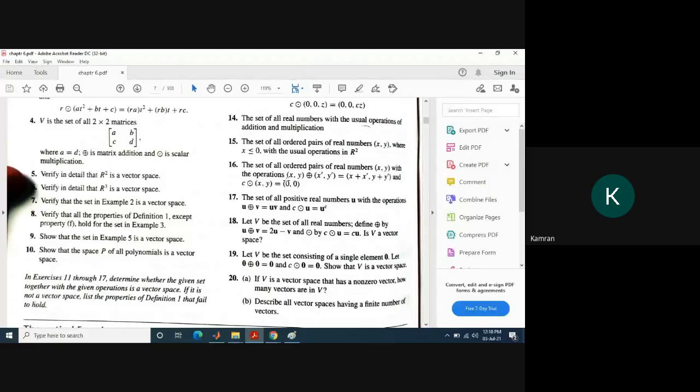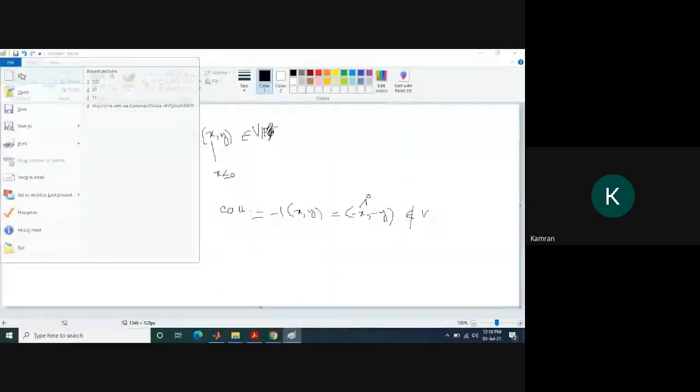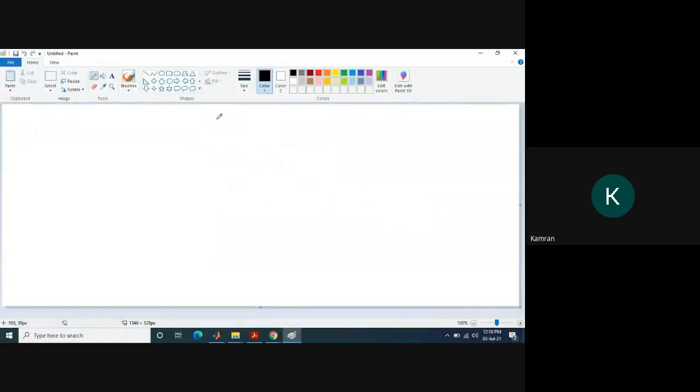Question number 17. V is the set of real numbers, such that u plus v is defined as uv and c dot u is defined as u power c. We need to check whether this set is a vector space or not.